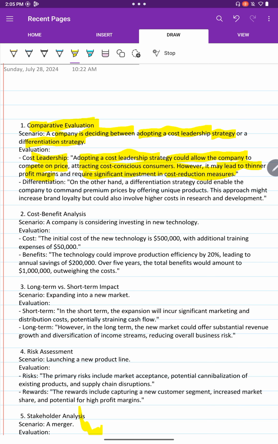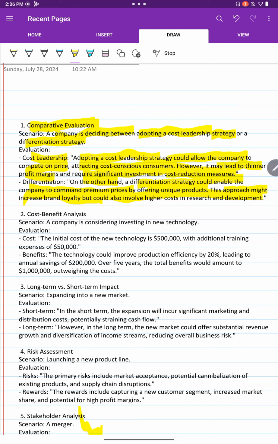I have discussed its pros and cons, and with that I compared the other strategy, which is differentiation. A differentiation strategy could enable the company to command premium prices by offering unique products. This approach might increase brand loyalty but could also involve higher costs in research and development. So this is one way to do the evaluation. We can compare both strategies and both options, whatever the examiner asks to compare.